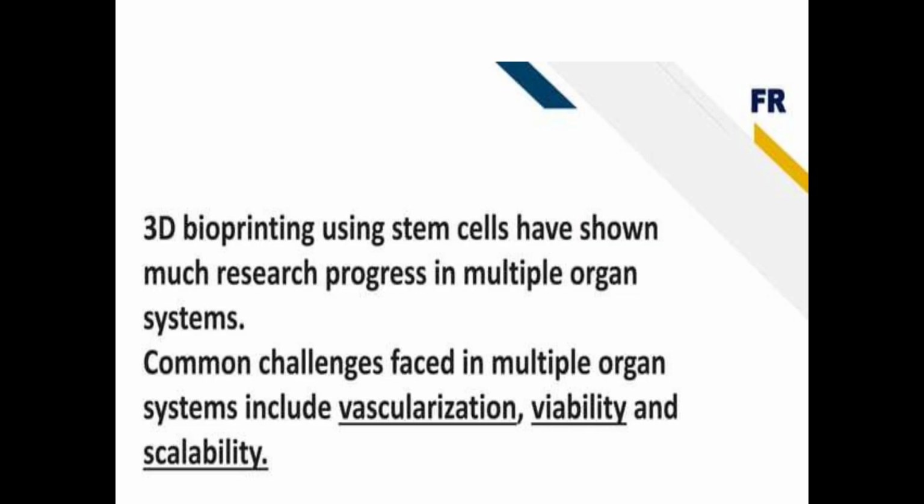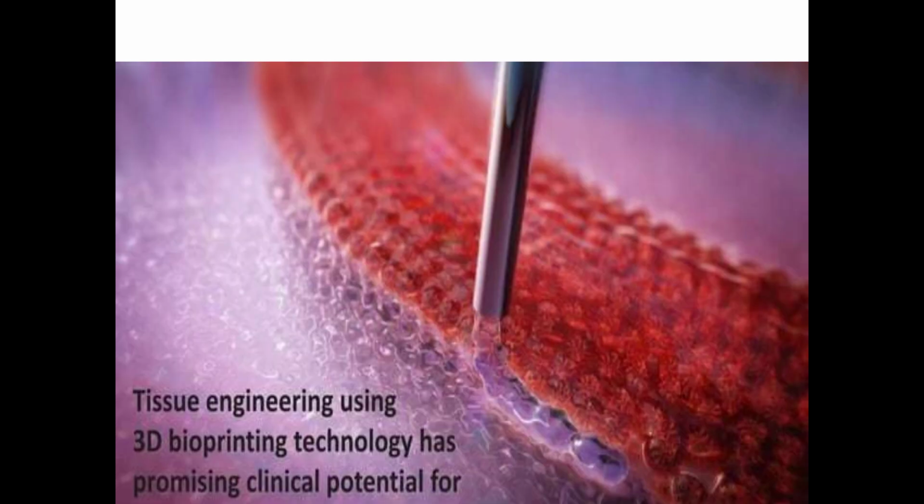Common challenges faced in multiple organ systems include vascularization, that is providing connectivity of blood vessels as well as nerve tissue, and further we have to check the viability of the cells, how long they are viable. If it is our own organ, as we age the organs also age, but whether it will stop its function or not we don't know, but a normal organ can function. In the case of this one the problem is viability and scalability.